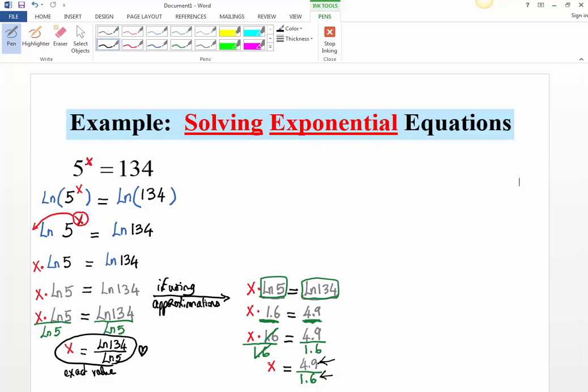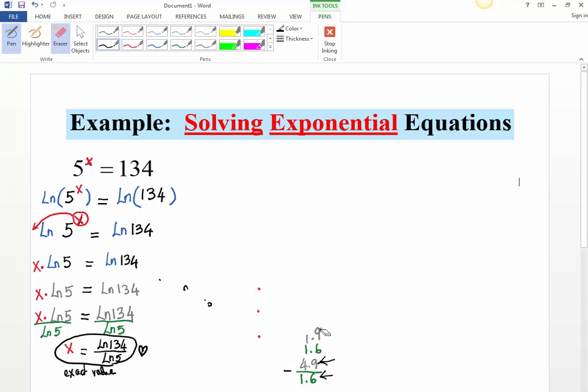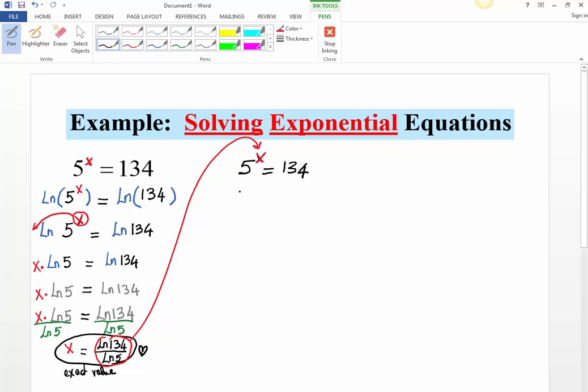Let me set it up and I'll use the calculator. So let me go ahead and just erase over here all those practice steps that I had on the approximation. And let me just rewrite my equation: 5 to the power x is equal to 134. And I believe that x is this answer. Let's see if it works out. Let's make sure, and we'll use a calculator: is 5 raised to the power ln of 134 over ln of 5 indeed equal to 134?